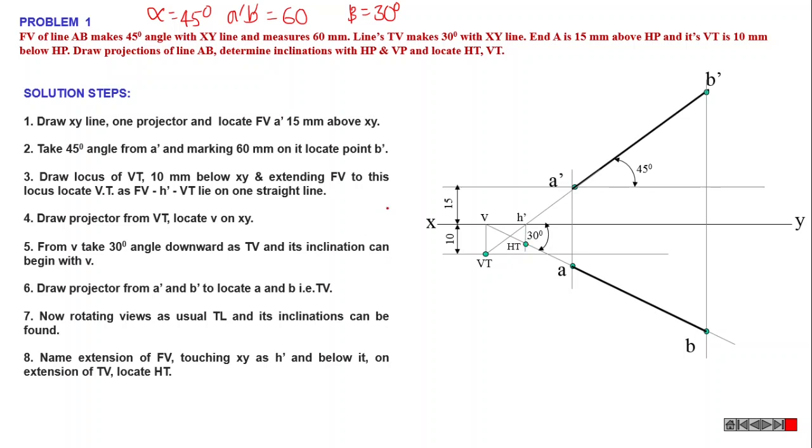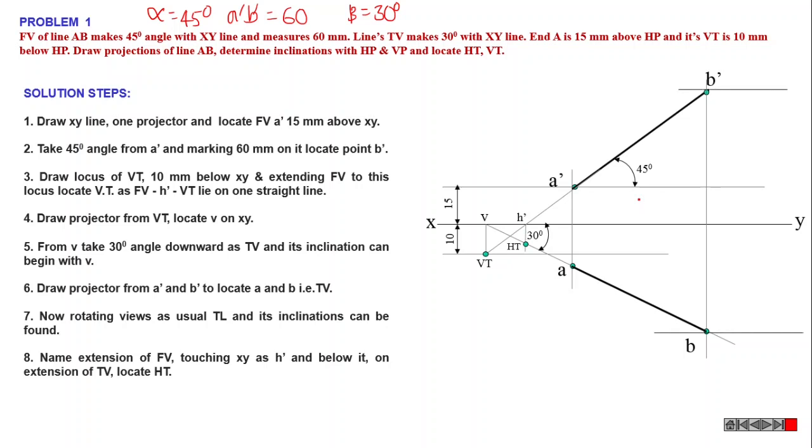That is the procedure to find out the HT, VT, and the top view and front view of the line. Then by the usual procedure, line rotation method, plane rotation method or trapezoidal method, we can find out the true length of the line. Here we can use the line rotation method.